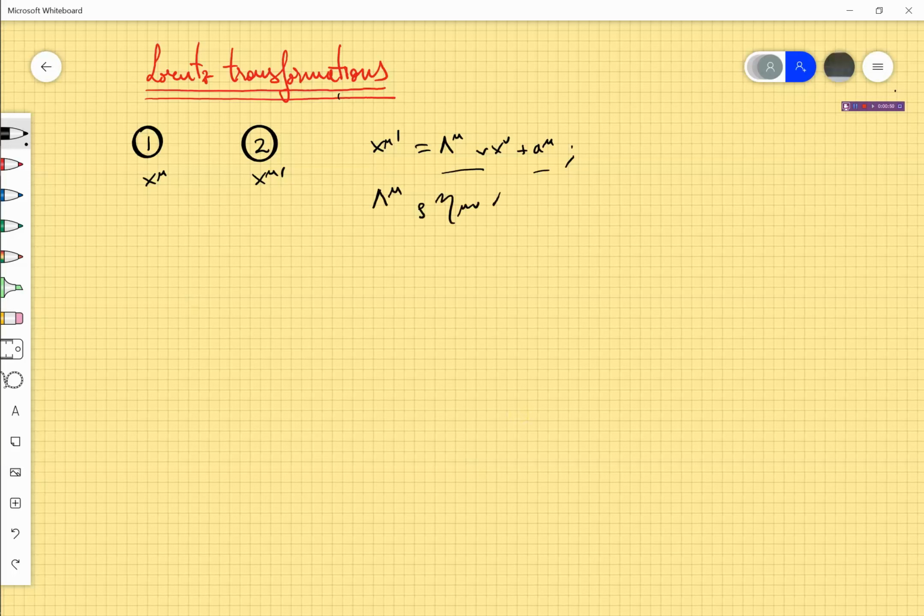η_μν Λ^μ_ρ Λ^ν_σ = η_ρσ. This is by definition of Lorentz transformation. Now, our task in this video will be to relate the components of this a^μ and Λ^μ_ν, or to interpret them in terms of physical parameters that tell us what is the relative motion and position of the inertial reference frames 1 and 2.